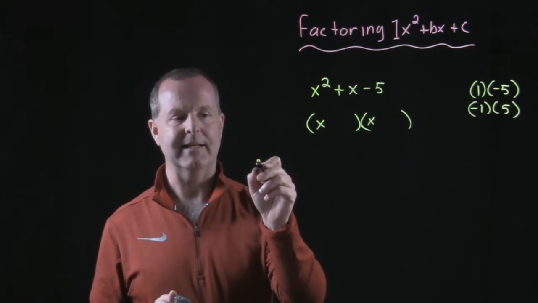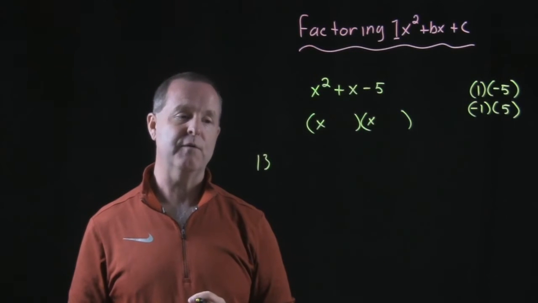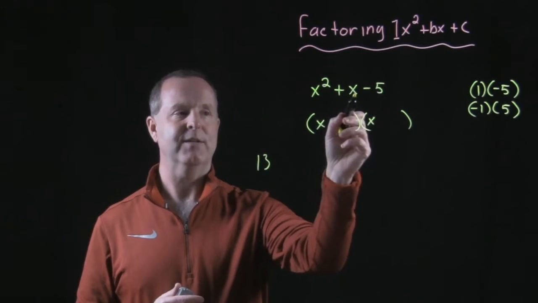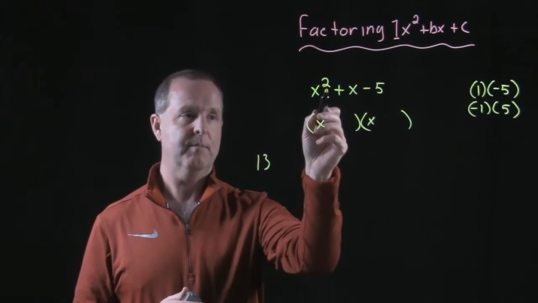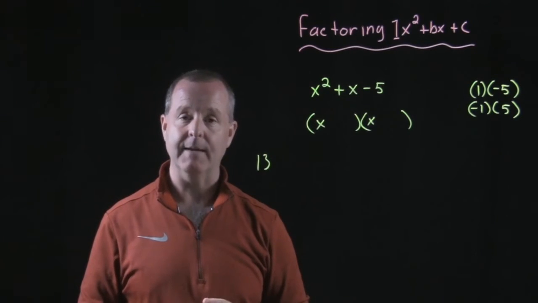Just like if I had a number 13. 13 is a prime number. I can't find two factors that multiply to make 13. Likewise, I can't find two factors that, when multiplied, produce x squared plus x minus 5. So it's fine. We can simply say it's prime.